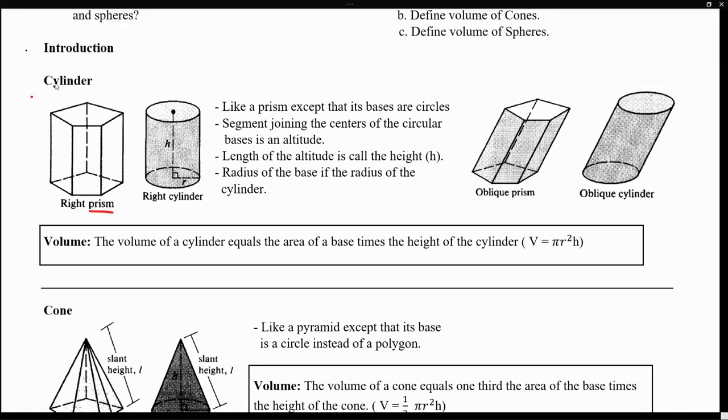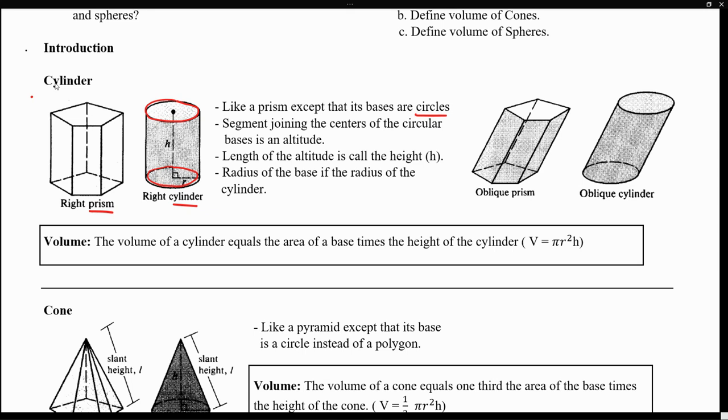Because recall in our previous lesson, we said that a prism is created whenever we join two bases that are equivalent. Now, a cylinder is exactly like a prism, but the only difference is that those bases are circles. So if our bases are circles, then our prism becomes a cylinder. And that's the only difference. In a prism, the base can be any type of shape, but for cylinders, our bases must be circles. And again, all of the different characteristics that a prism has get carried over with a cylinder.